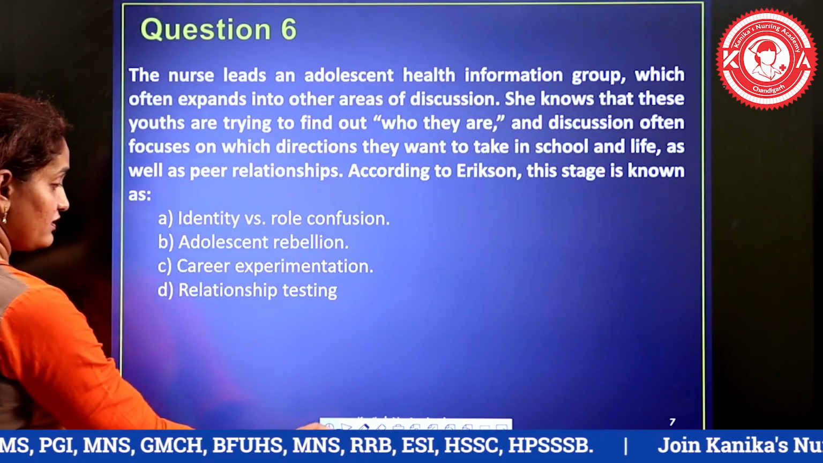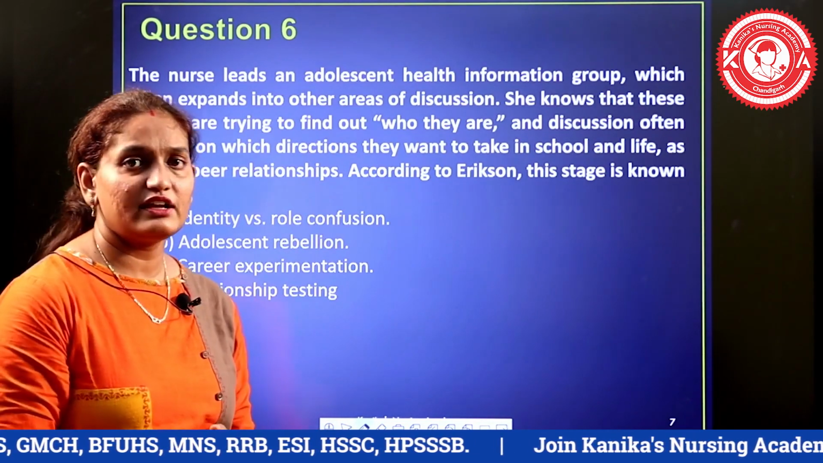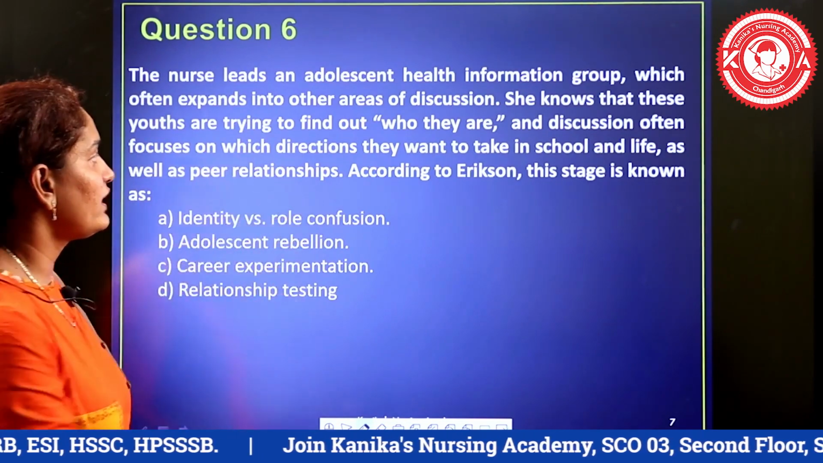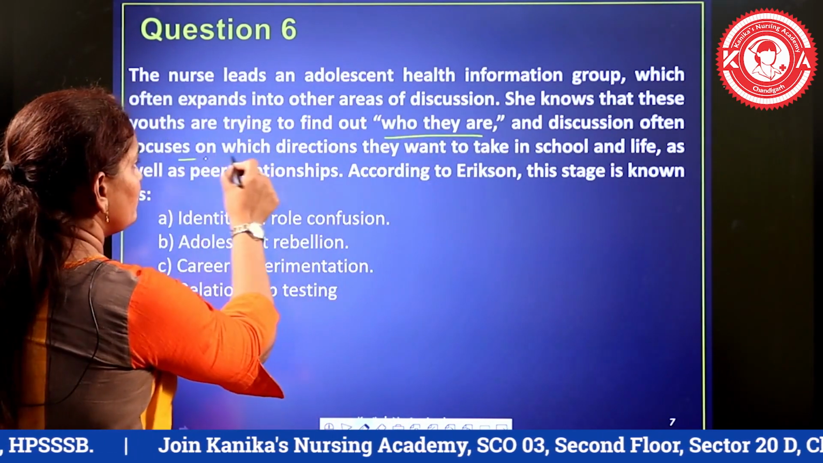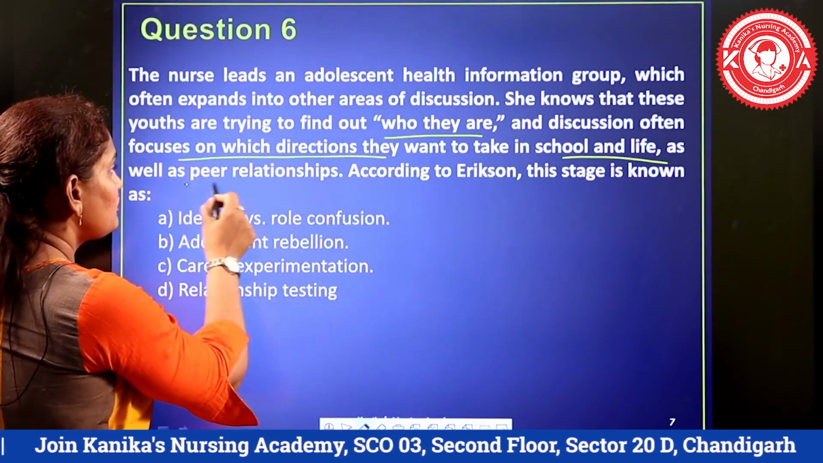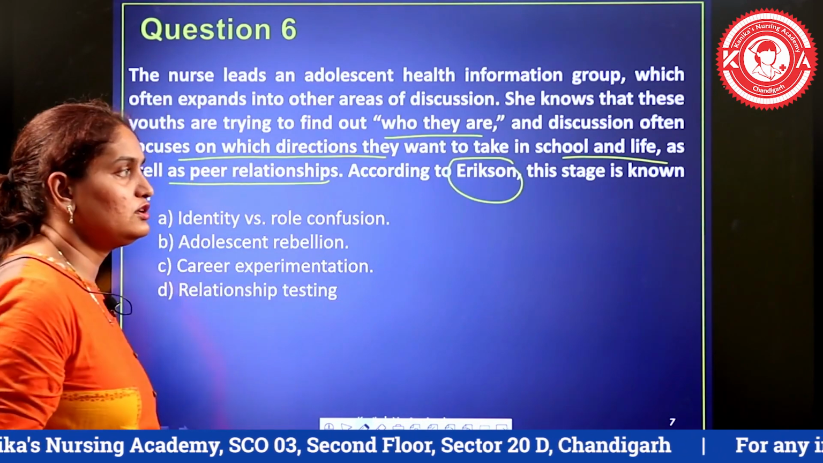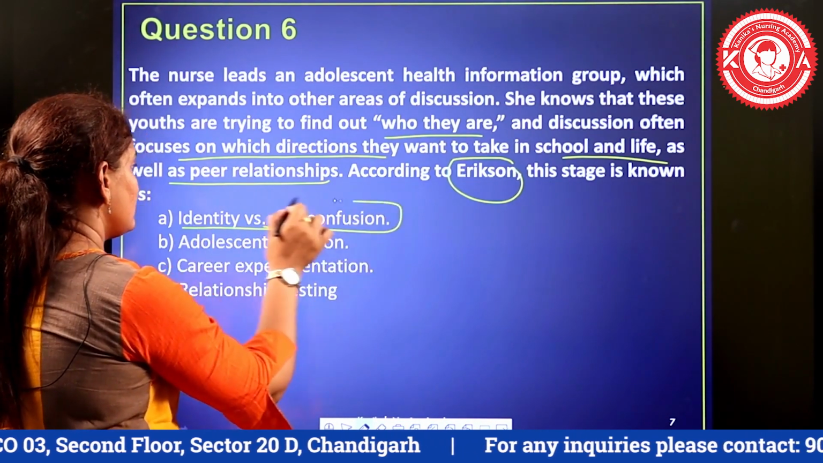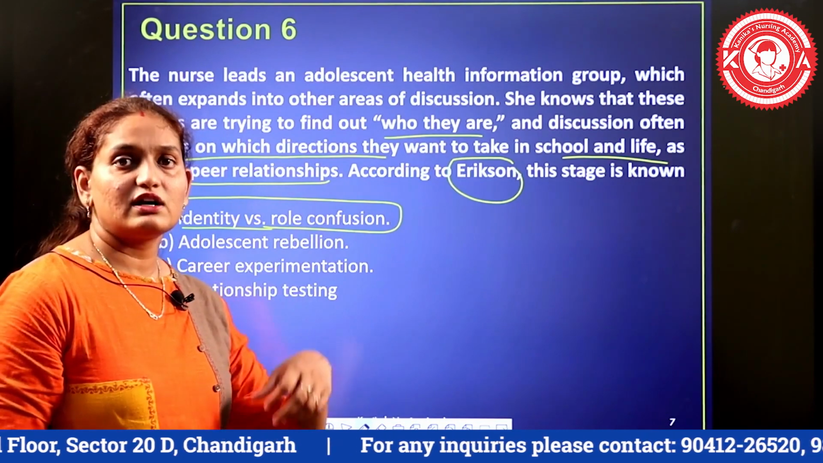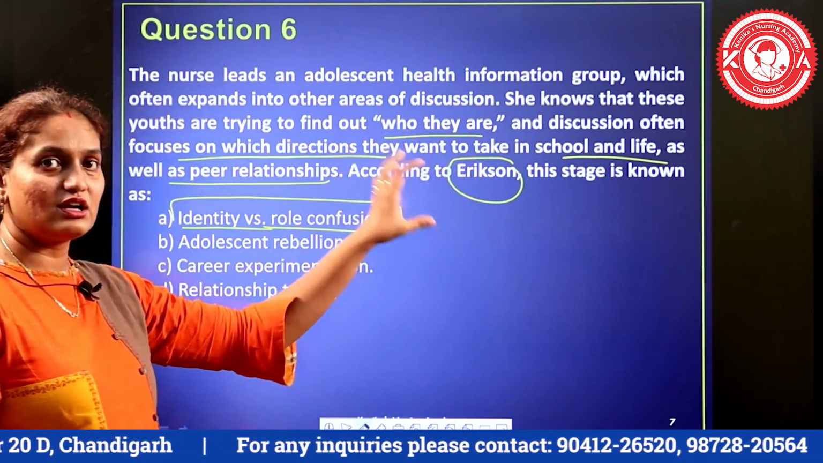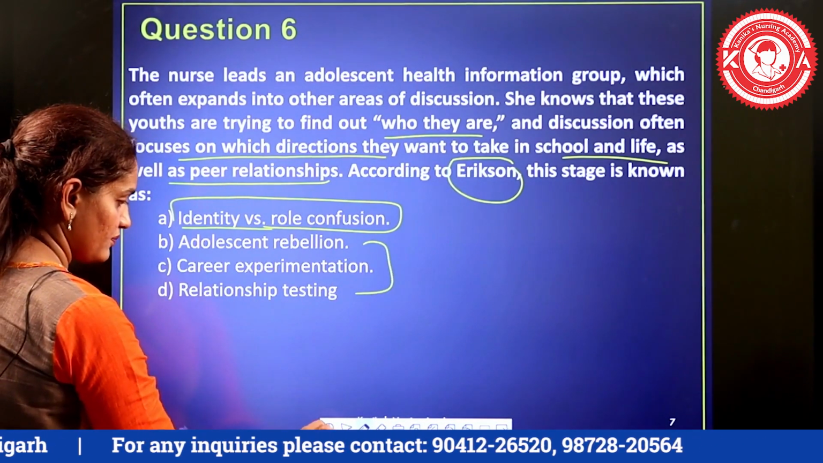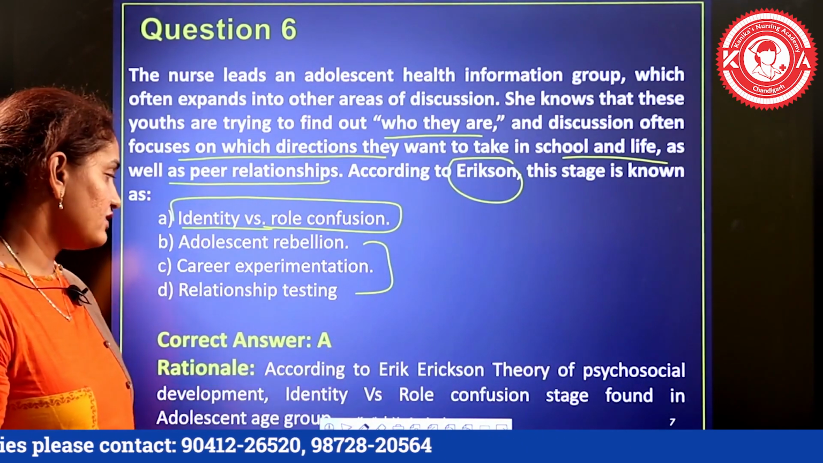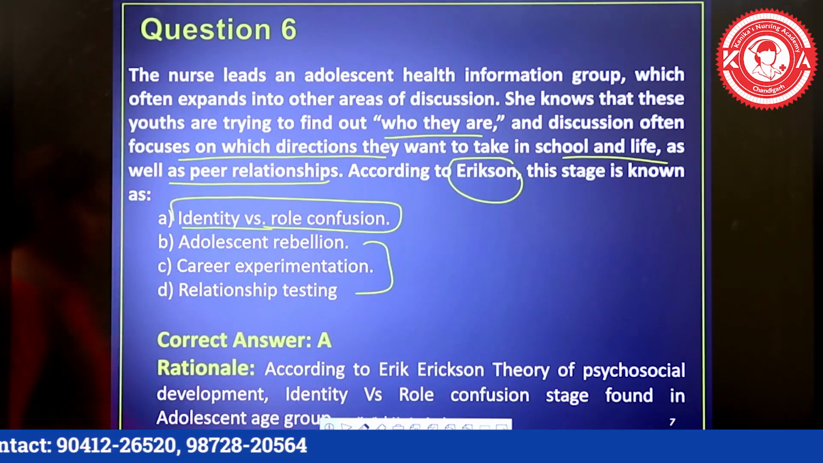Moving to the next question, question number 6. The nurse leads an adolescent health information group which often expands into other areas of discussion. She knows that these youths are trying to find out who they are, and discussion often focuses on which directions they want to take in school and life, as well as peer relationships. According to Erikson's theory, which stage is this? It is very clearly the stage of identity versus role confusion. In the adolescent stage, they are neither counted as children nor as adults, so they are discussing that. Others are incorrect options. The correct answer is A. Erikson's psychosocial development theory says that identity versus role confusion is found in the adolescent age group.